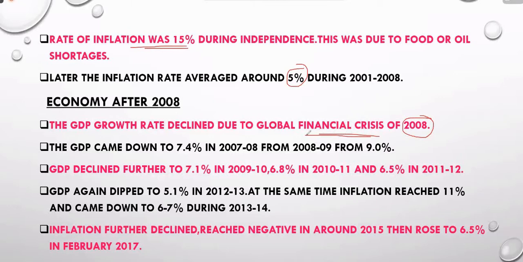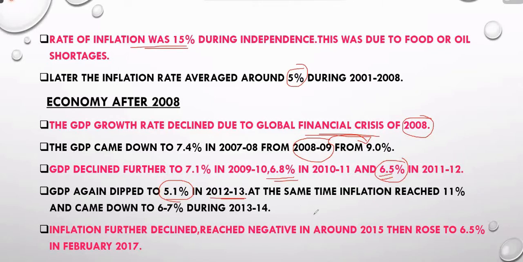Okay, so the economy after 2008. You know 2008 was a very difficult situation for the Indian economy due to the crisis faced by other countries. GDP also came down. It was expected to increase to 9% in 2008-09, but it was reduced to 6.8%, and further from 2011 to 12 it decreased to 6.5%. Again, you can see a dip in the GDP rate, 5.1% in 2012-13.